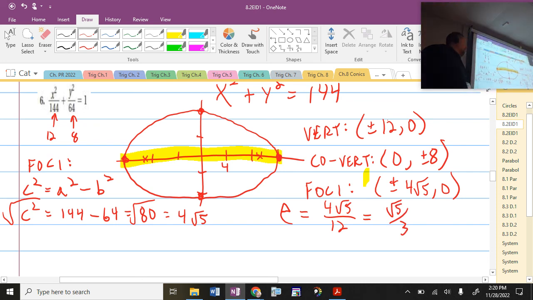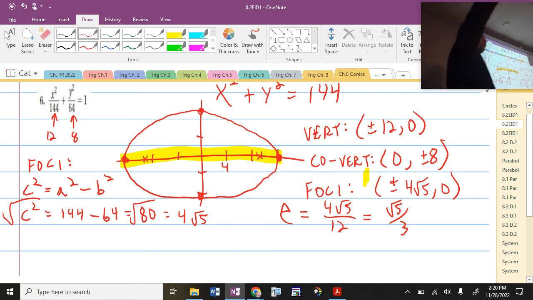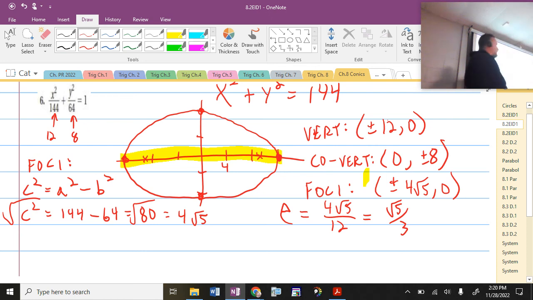You should reduce. 4 over 12 is 1 over 3, root 5 over 3. Oh, square root of 4 is 2. 2/3 is 0.6 repeating. I bet you square root of 5 over 3 is close to 0.7, maybe. Maybe it's 0.6 something, maybe 0.7. Closer to the 1 side. And this is a little bit ovular compared to circular.